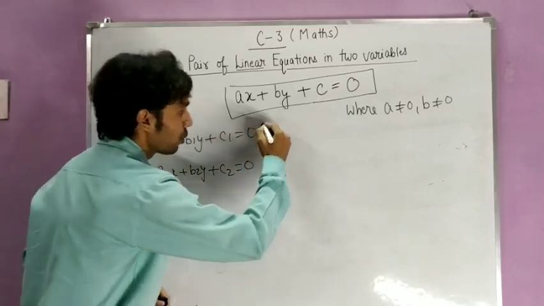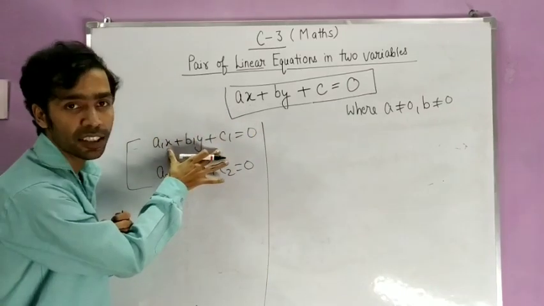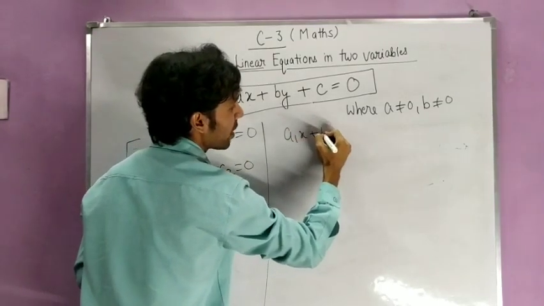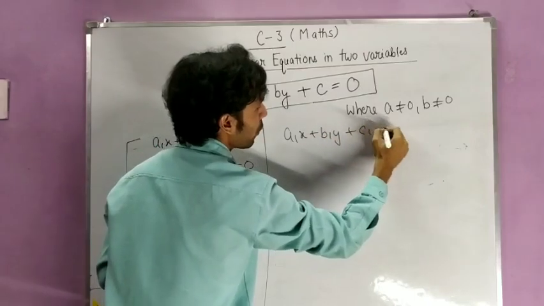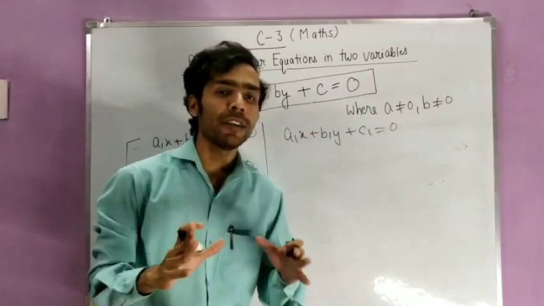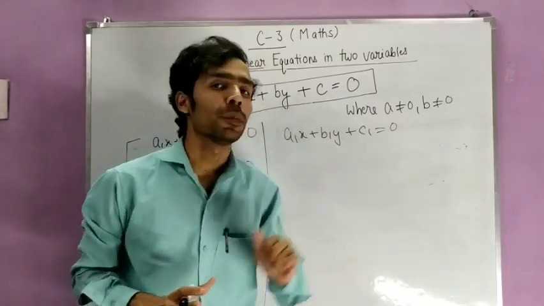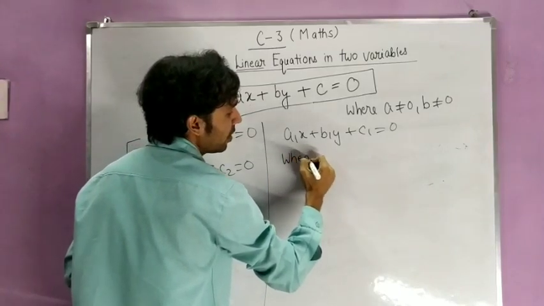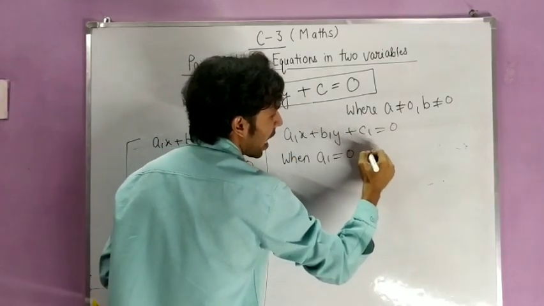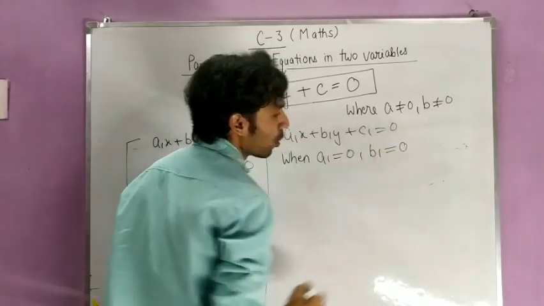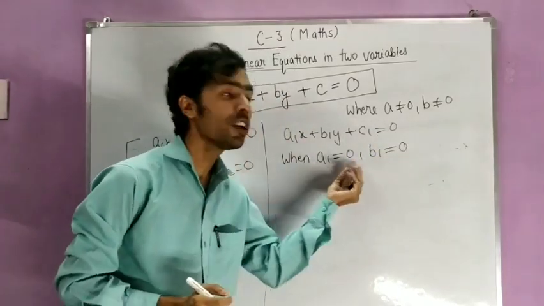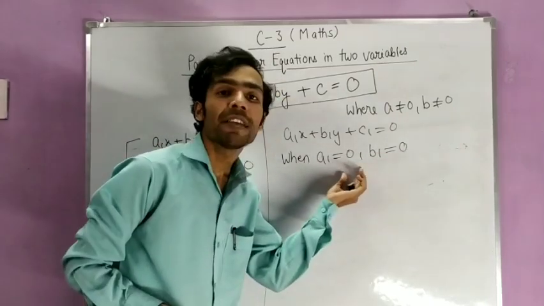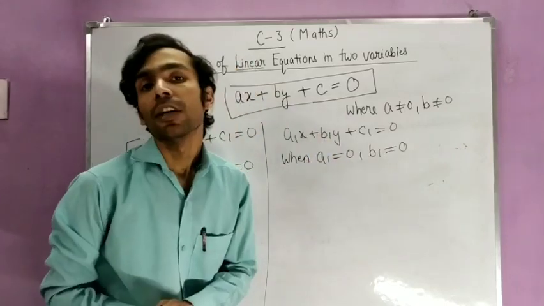Okay, now see students, suppose I have taken this first statement. Okay, so suppose I have written a1x plus b1y plus c1 equal to 0. Suppose I have told you a1 cannot be 0, b1 cannot be 0. Okay, so suppose a1 is equal to 0 and b1 is also equal to 0. So when you put this value of a1 and b1 in this equation, what will you get?